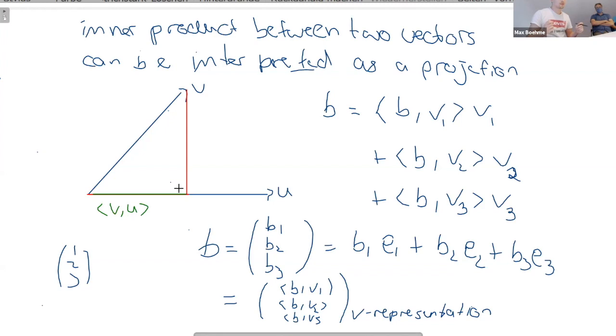But are U and V of length one? No, in this case not. It's general. So U and V are any vectors in R3. Can be any vector. But then you need to multiply the scalar product with the length of U to get these lengths, which is what I'm asking. So the length of the green line is actually the scalar product times the magnitude of U. It's more like the portion of the length of U.